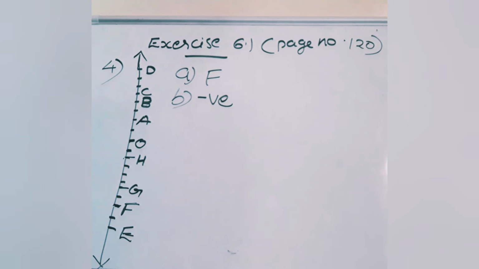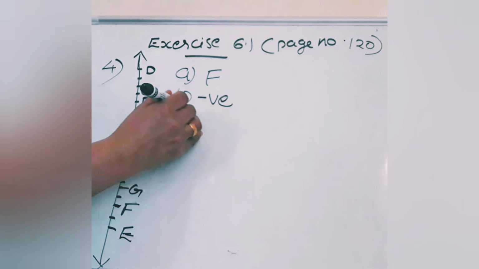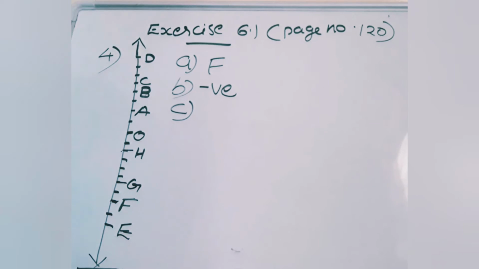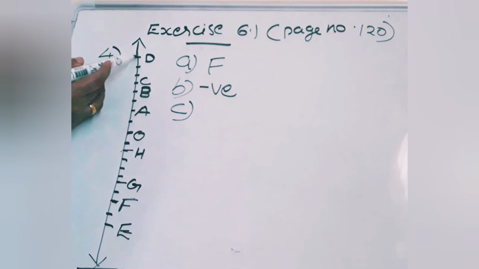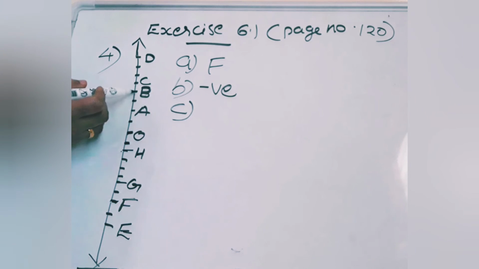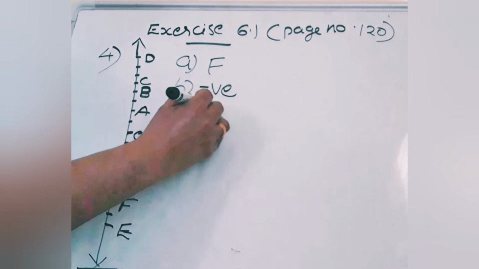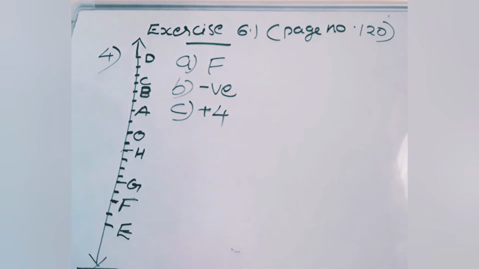Okay. Now write integers for points B and E. For point B, if this is plus 8, this will be plus 7, then plus 6, then plus 5, plus 4. So B will be plus 4, because this is plus 8, it's already given in the textbook. Plus 7, plus 6, plus 5, plus 4. So B is plus 4.